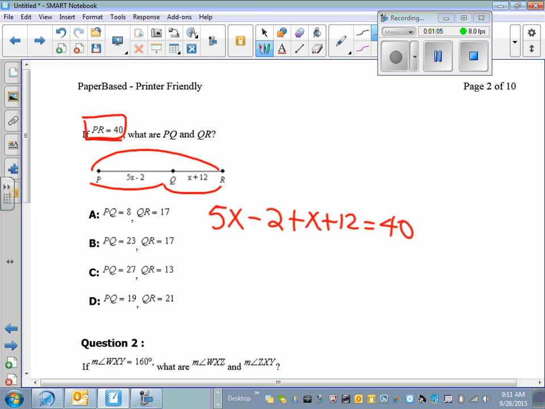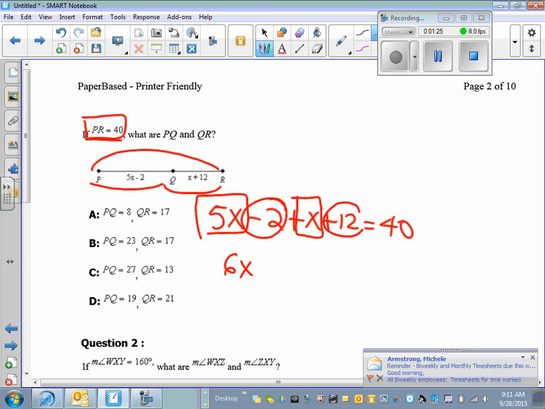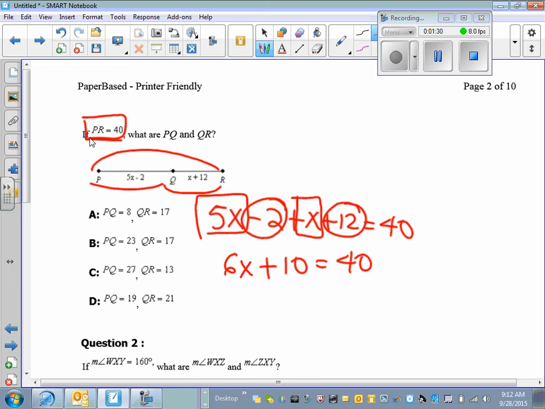One thing you guys are having a lot of problems with is solving this. If you know how to set this equation up, that means you know what to do with the geometry concept. The rest comes from your algebra knowledge. So you combine like terms: 5x plus x gives you 6x, then negative 2 and 12 gives you 10, equals 40. Then you do the opposite, minus 10 from both sides, so you end up with 6x equals 30.